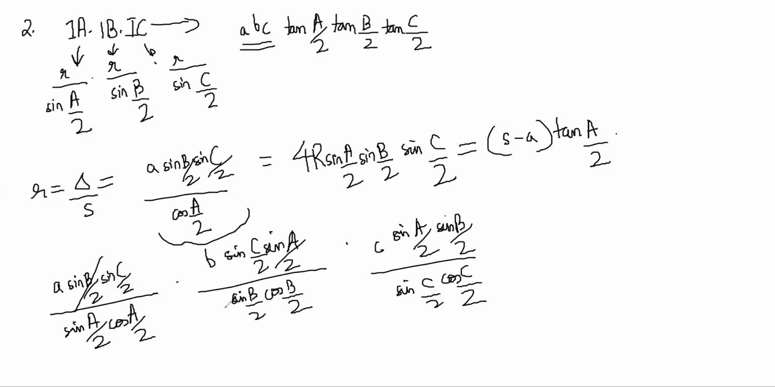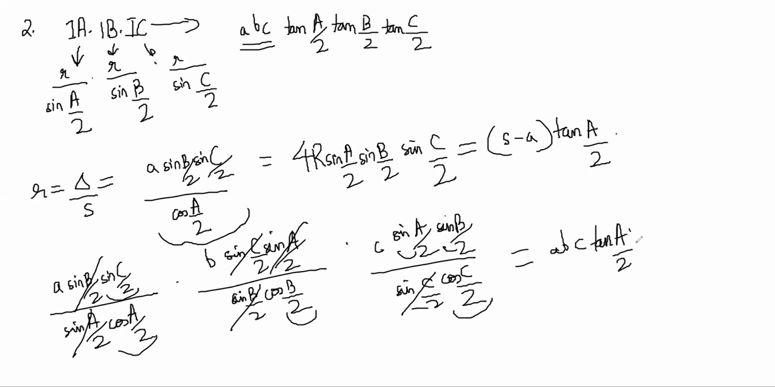So ABC has come. Sine B by 2 cancels here. Sine A by 2 cancels here. Sine C by 2 cancels here. So what are you left with? Sine A by 2 by cos A by 2, sine B by 2 by cos B by 2, and this. So you get simply ABC, tan A by 2, tan B by 2, tan C by 2.